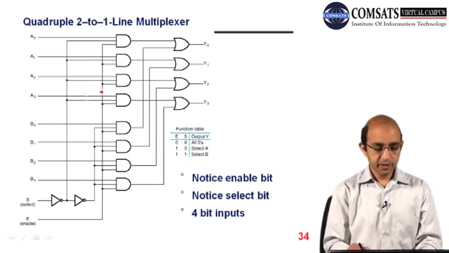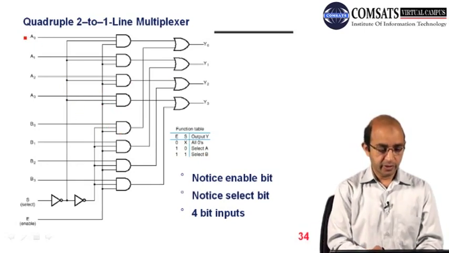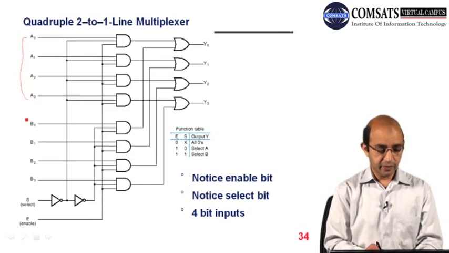Whenever we have S is equal to 0, A's will be selected. And whenever we have S is equal to 1, B's will be selected.